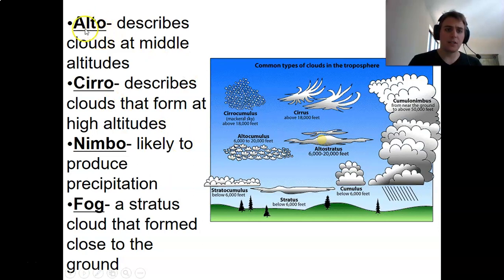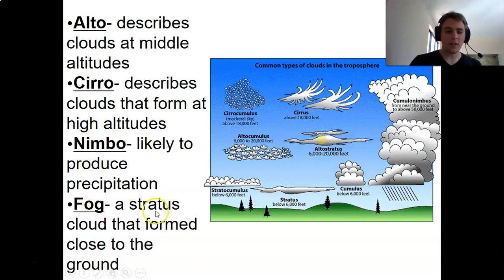Okay, so here we get into the naming systems. Each of these prefixes or suffixes is some sort of descriptor. So alto describes clouds at a middle altitude. Alto generally means middle high, not super high, but middle high. Cirro describes clouds that form at very high altitudes. So a cirrus cloud is going to be way up there. Nimbo means likely to produce precipitation or to storm. Nimbo or nimbus is usually where you're going to see that one.